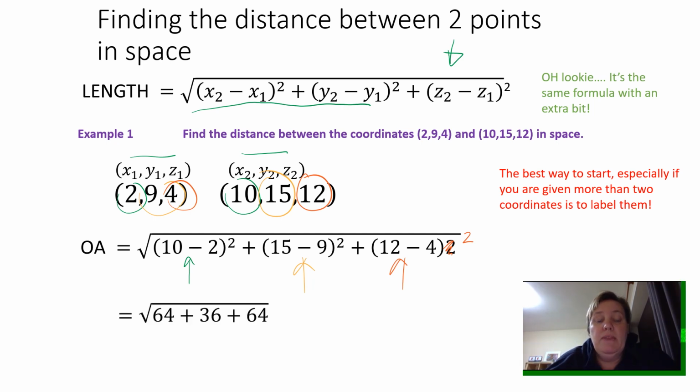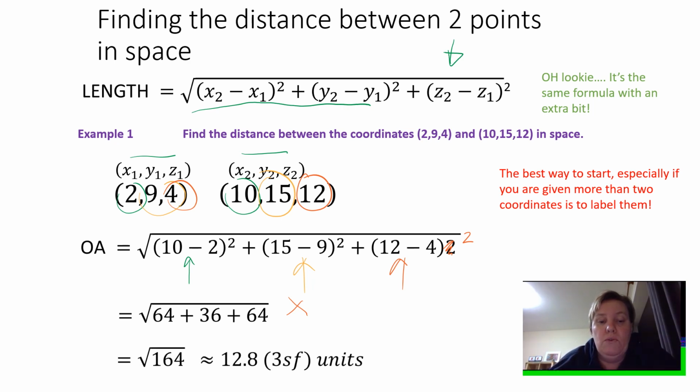Okay, and then I've worked it out. So 10 minus 2 is 8 squared, 64. 15 minus 9 is 6, so 6 squared is 36. 12 minus 4 is also 8, and that squared is 64. Now again, you do not need to show this line of working. You can bung that straight through your calculator. I just did, so you can check your answers. So that comes up with root of 164, which if you hopefully solve, you should get 12.8. I'm really hoping that's correct. I had to do it without a calculator, so it's a little bit scary.